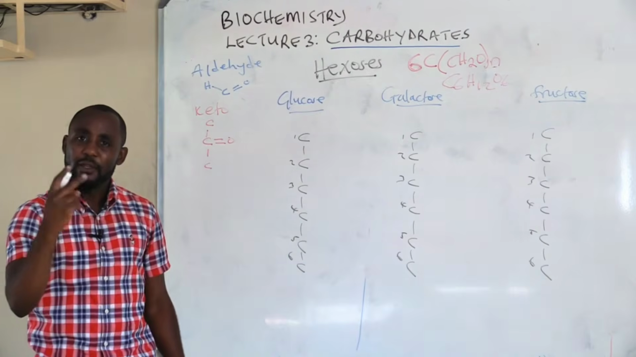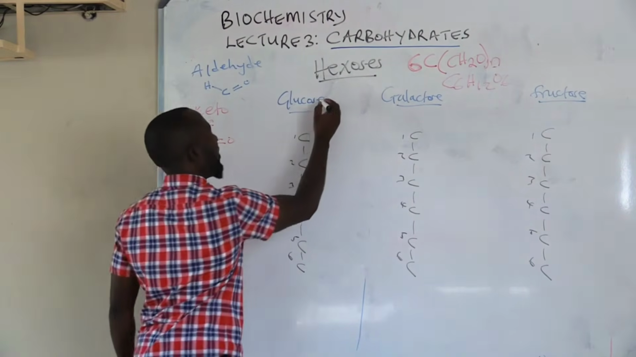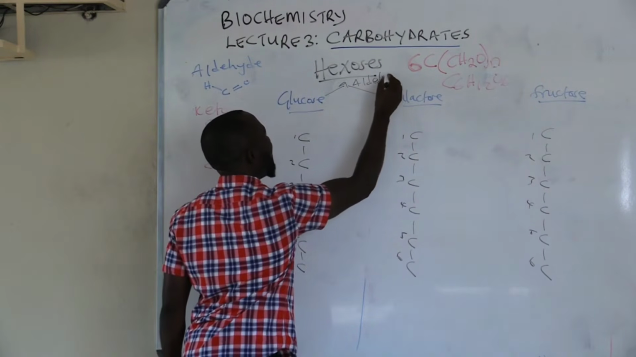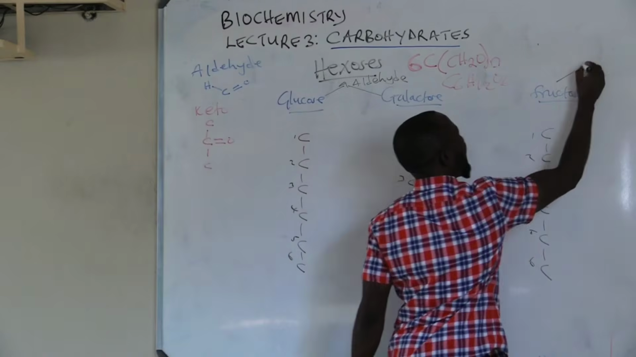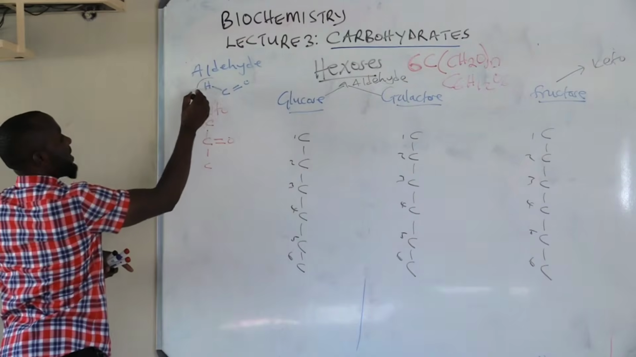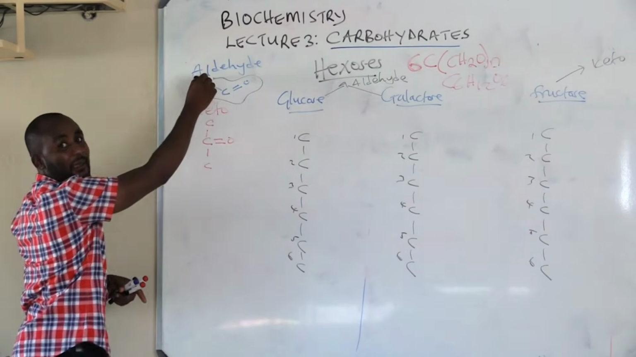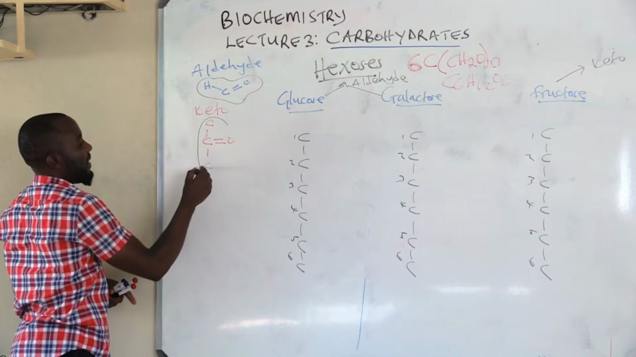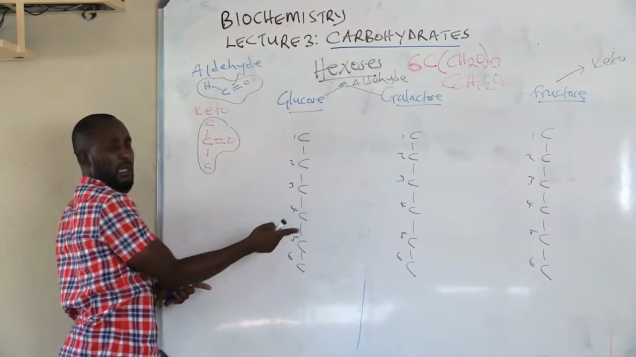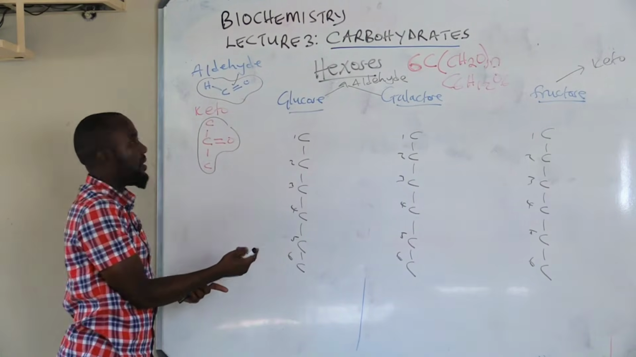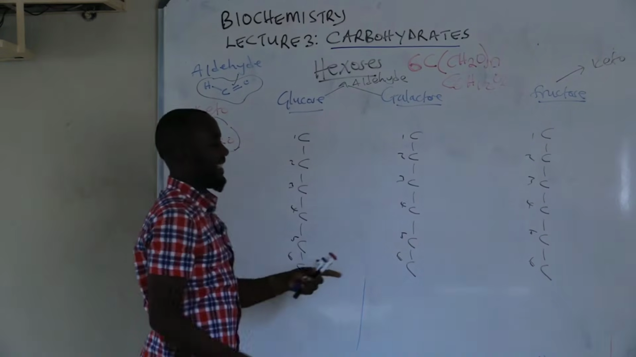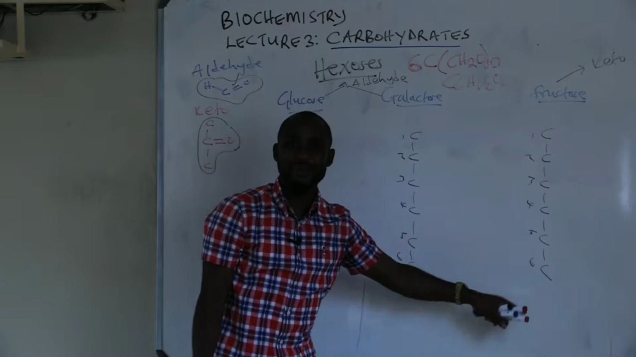Of the 3, 2 are aldoses. Glucose and galactose are made up of aldehyde functional group. But fructose is made up of a keto. Remember the structures. This is the structure of an aldehyde, and this is the structure of a keto. So glucose and galactose, they are made up of aldehyde, meaning they are reducing sugars. Fructose is made up of a keto, meaning it's an example of a non-reducing sugar.